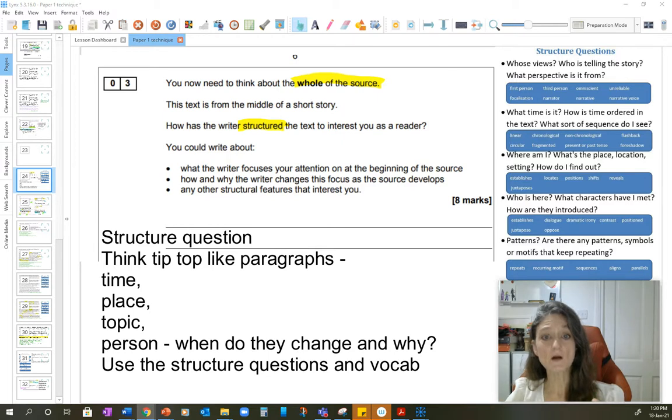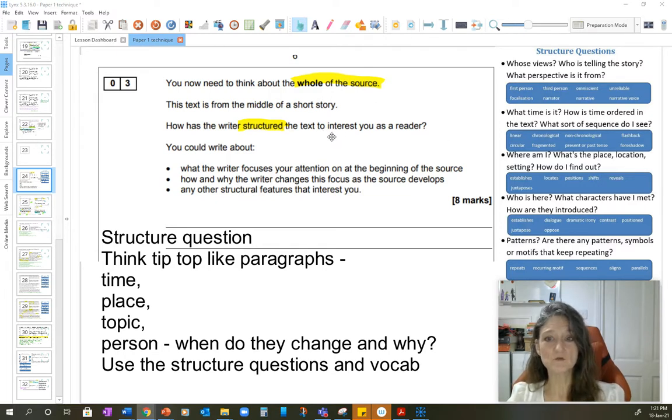And then the next part of the question reminds us what we're actually looking at, and that is structure. How has the writer structured the text to interest you as a reader? Now, the end of this question is a bit misleading: 'to interest you'. I happen to be a big fan of the writer of this story today. I love Ray Bradbury. I love all his science fiction short stories. So this text does interest me. However, some of the other texts that they've given us on paper 1 don't really interest me at all.